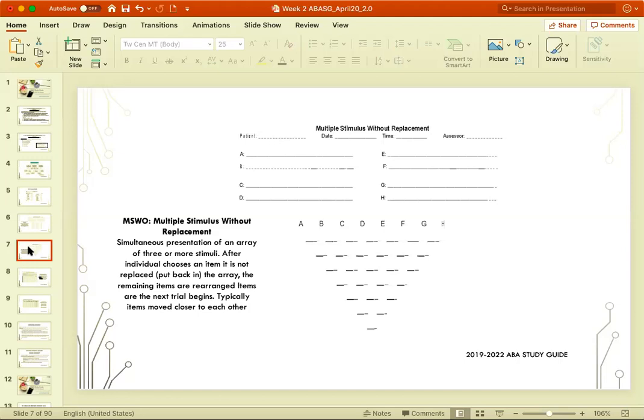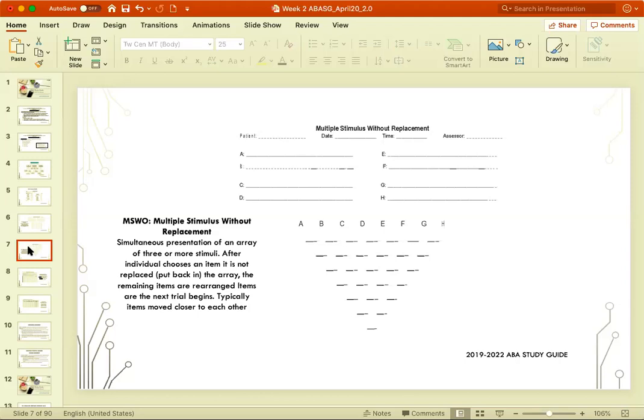There is some research, oh man, I want to say Piazza and Fisher, I have to check, that says that MSWO has a similar functional utility to the other trial-based methods, but is shorter, more efficient. Personally, I do MSWO most of the time, depending on the learner.